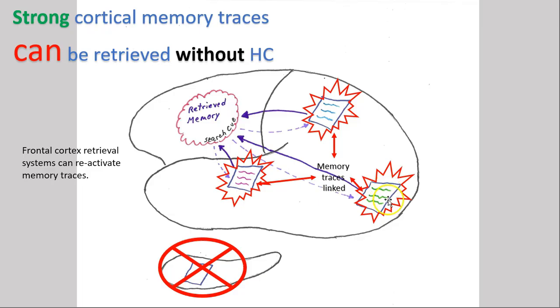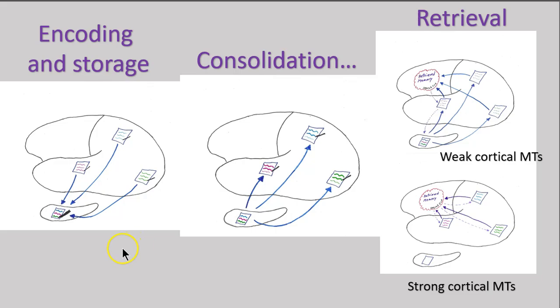Now, strong cortical memory traces can be retrieved without a hippocampus. So when we go through consolidation during sleep, we're setting up the condition where we're strengthening the cortical memory traces so you won't need the hippocampus to retrieve that information. Rather, frontal cortex retrieval systems can successfully locate and reactivate those memory traces. And as we'll see in the final part of this lesson, it's important to do this consolidation of memory traces in the cortex because there will be changes happening to the hippocampus. The hippocampal memory traces are going to be erased in preparation for new learning, but we'll get to that in a moment.